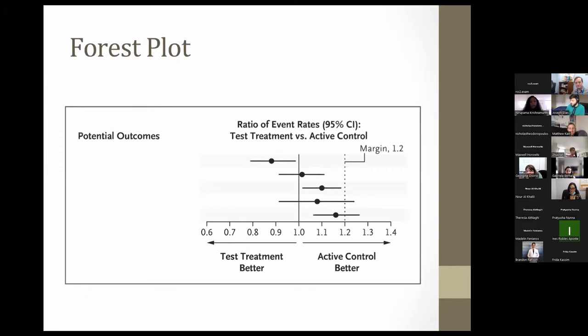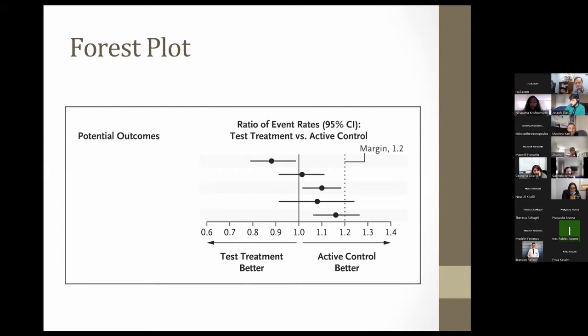So let's spend a little bit of time trying to understand this forest plot, because this is another key component of a non-inferiority trial. For the time being, just forget that there is that line on the right side that says margin 1.2. Just forget about it. We're going to focus on everything else on that graph.